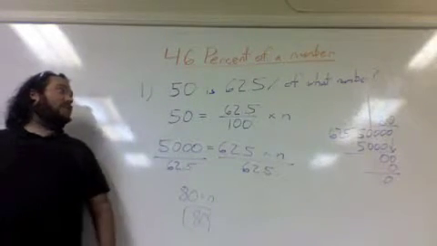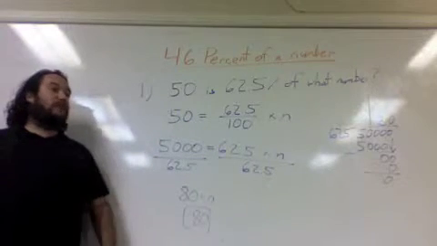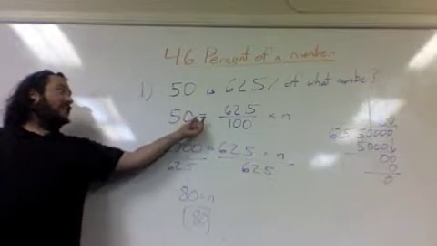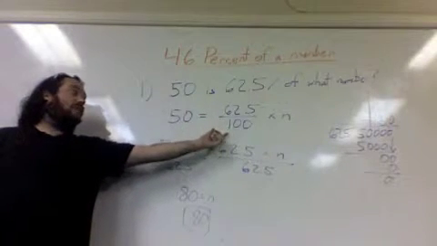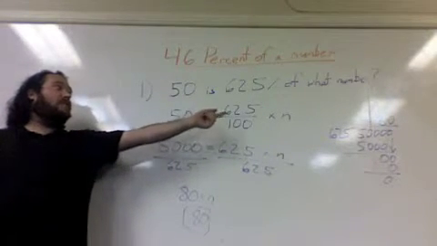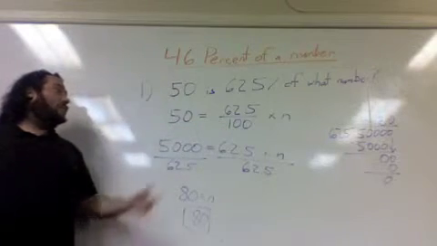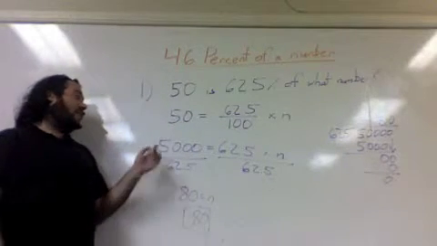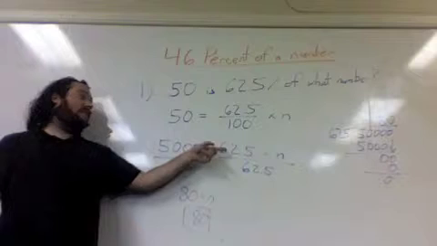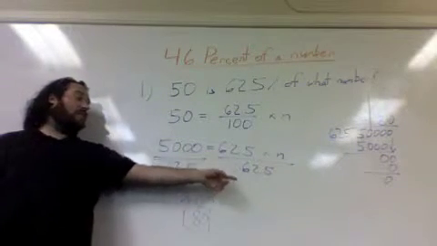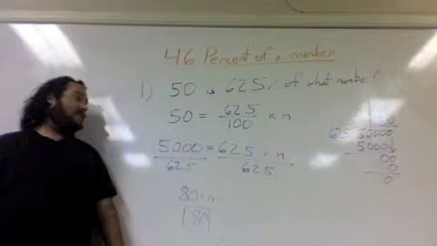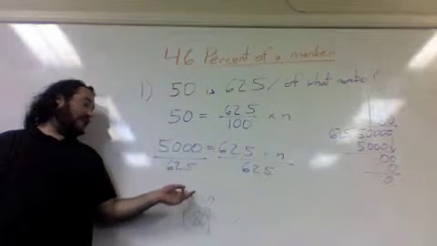Take a look at how I solved this problem. First, I rewrote it just the way I always do. 50 equals 62.5 out of 100 times some number, something we don't know. Multiplied both sides by 100, and I got 5,000 equals 62 and 5/10 times n. Divided both sides by 62 and 5/10, and I got an answer of 80.